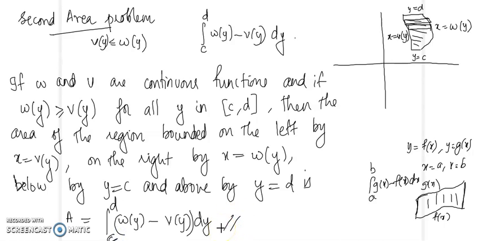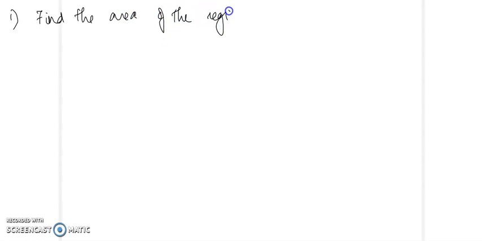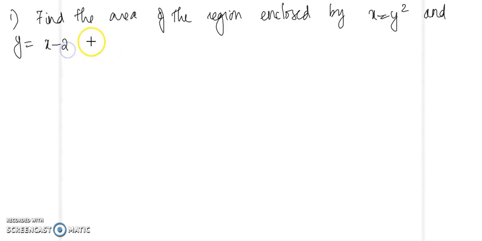So let us see a few problems using this. The first question is: find the area of the region enclosed by x equal to y square and y equal to x minus 2, integrating with respect to y.